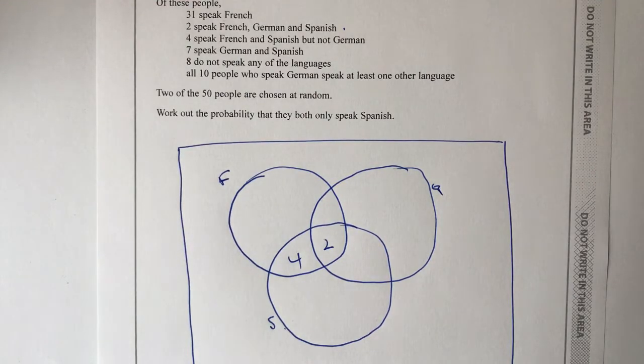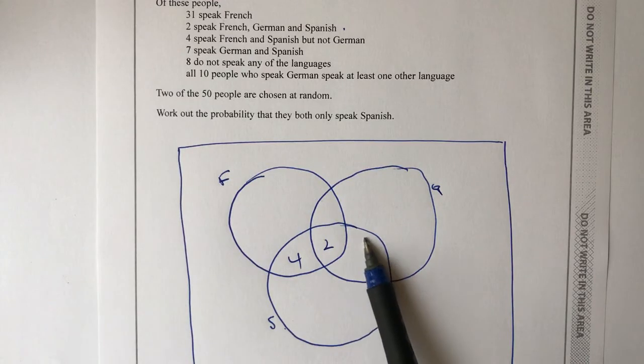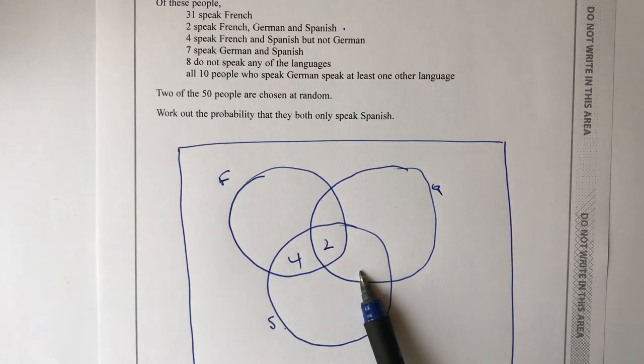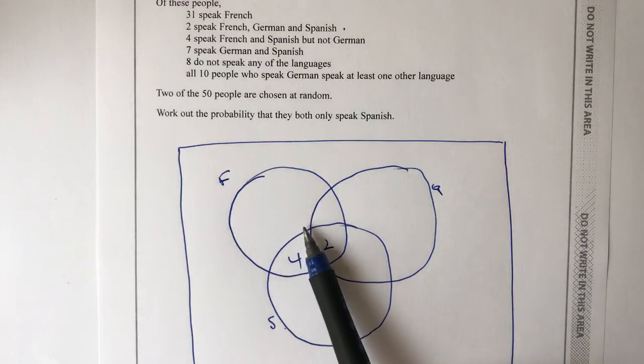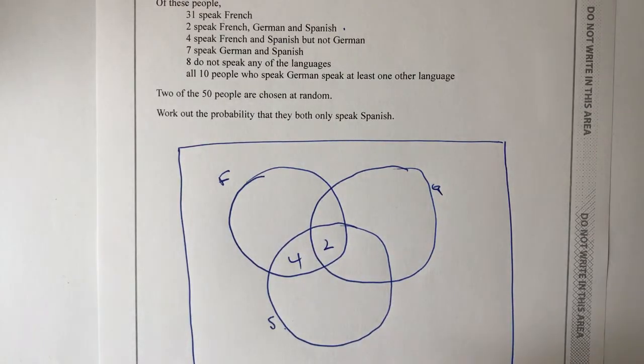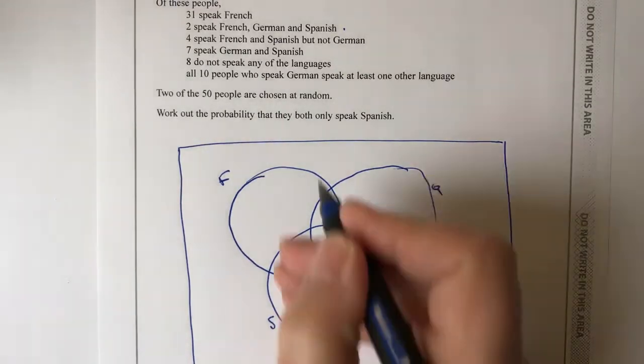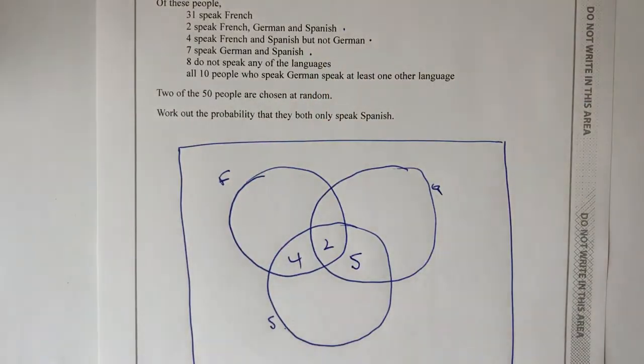It might be that 2 of those also speak French. Because I need to have 7 within this area here, 2 of them do speak French, which means there would be 5 that speak German and Spanish only. So we'll carry on, and then we've got 8 who do not speak any of the languages. That's all right because they're the 8 that are going to sit in this particular area here.